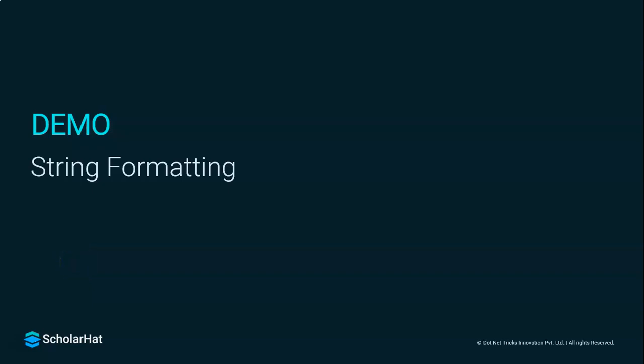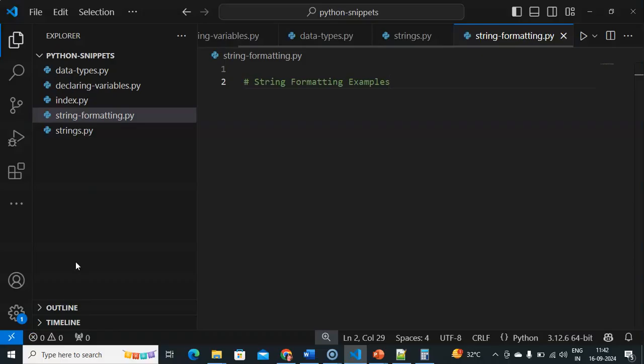Hi there. Today in this session I will discuss string formatting in Python, which allows you to create strings with dynamic content by embedding values into predefined templates. Let's get started. Python offers several ways to format a string.